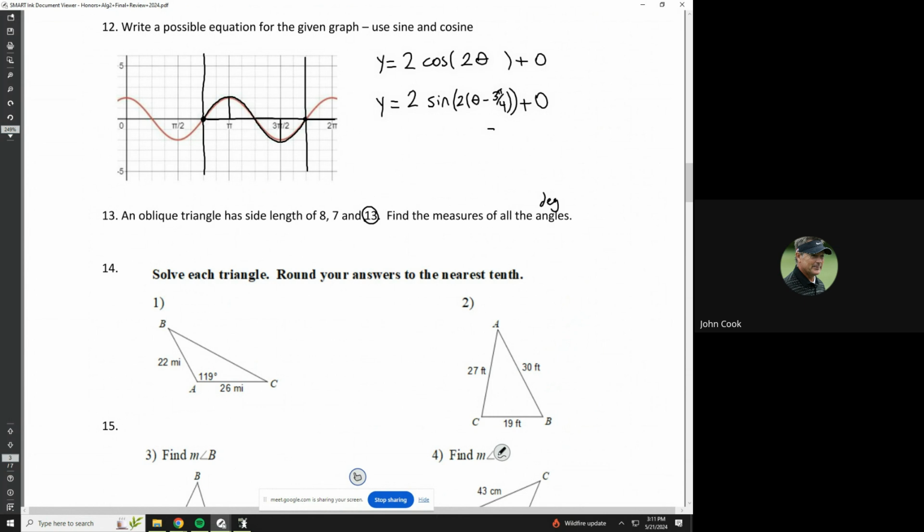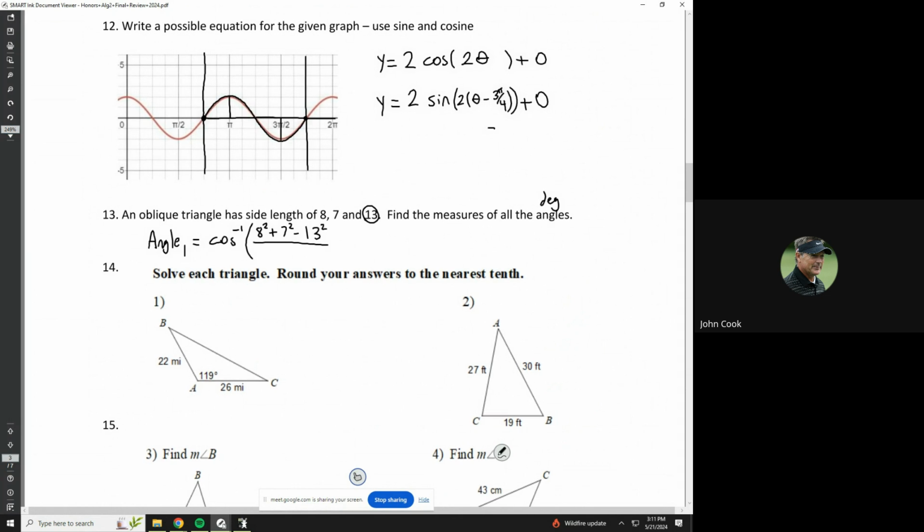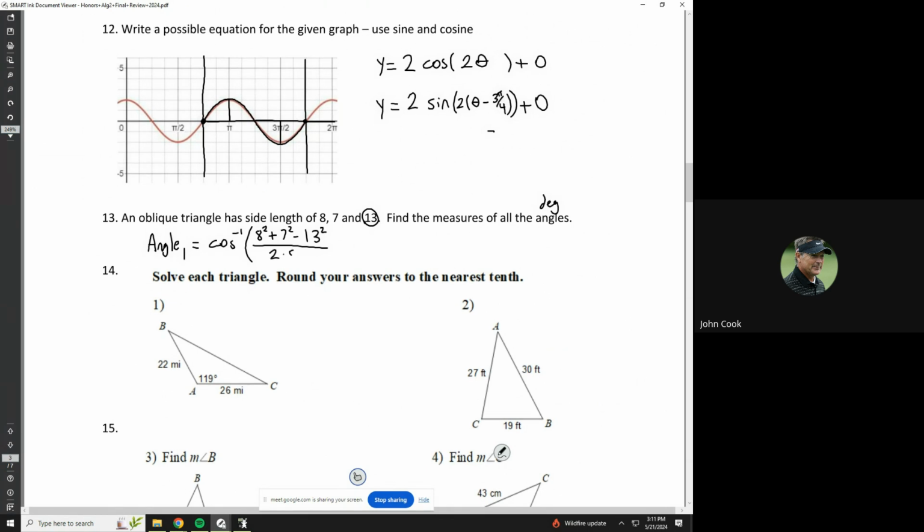So one of the angle measurements is going to be like this. So angle number 1 is going to be equal to the cosine inverse, and I'm just using the formula from before, cosine, in the law of cosines. It's going to be the two sides that are around it, so 8 squared and 7 squared, minus the side that's across from it squared, all over 2 times the sides that are around it multiplied together. So if I just type that in my calculator, I'm going to get some angle measurement.